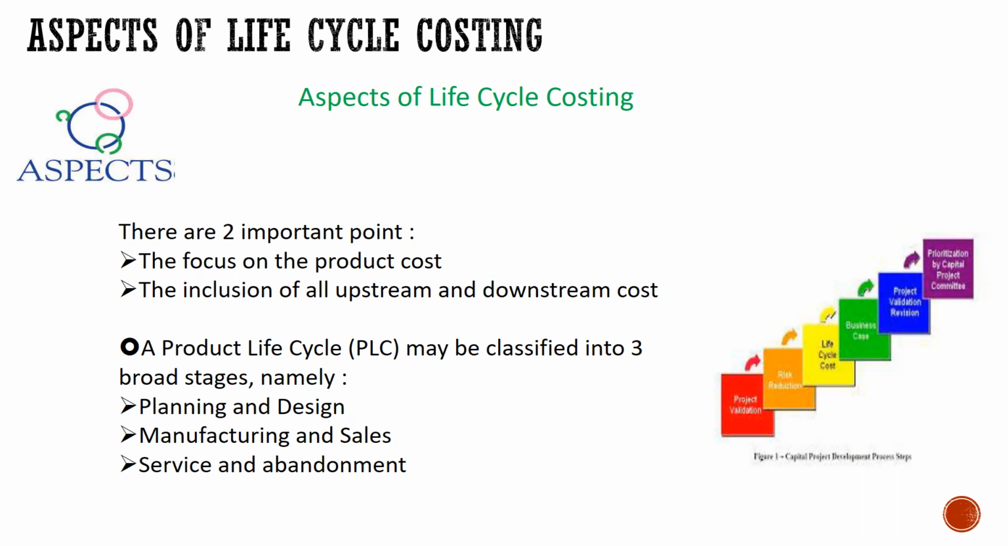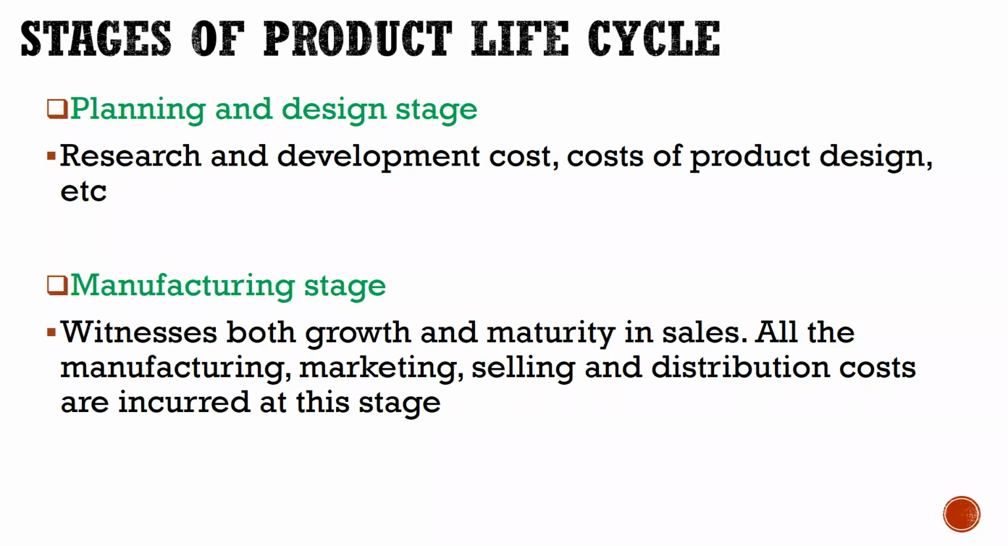A product life cycle, that is PLC, may be classified into 3 broad stages, which are planning and design, manufacturing and sales, and service and abandonment. I'm going to explain the stages of the product life cycle. 1, planning and design stage. Research and development costs, cost of product design, etc. are all part of the planning and design stage.